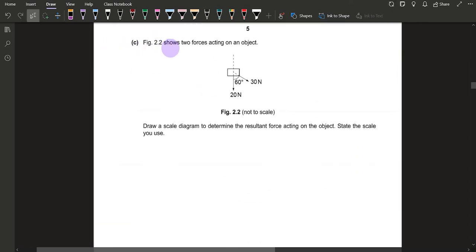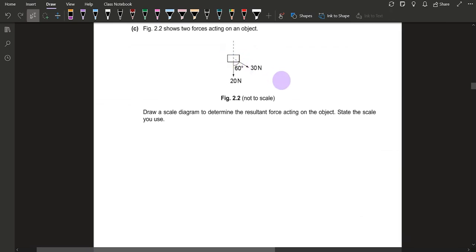Part C says figure 2.2 shows two forces acting on an object. And you can see here there's a 30 newton force and a 20 newton force, and there's an angle between these both, which is 60 degrees. So the question says, draw a scale diagram to determine the resultant force acting on the object. State the scale you use.